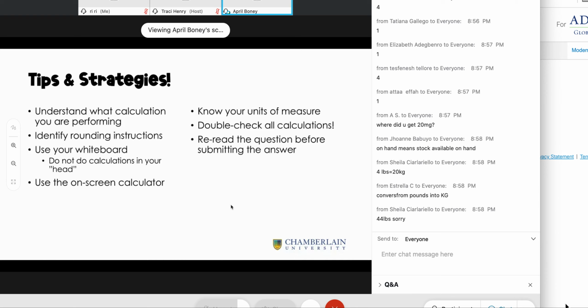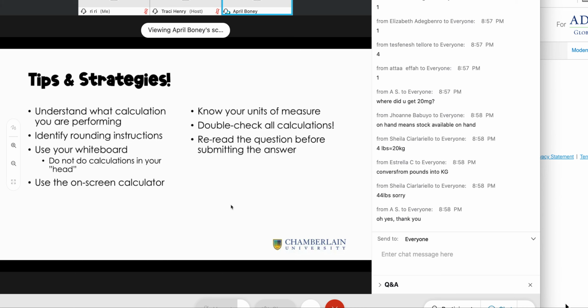So use your whiteboard. Use your on-screen calculator. Again, don't do it in your head. Use your calculator. You have to know your units of measure. You have to know how to convert, and you have to know those units of measure that I gave you on that list. Double check all your calculations, and then before you hit submit, reread that question and make sure that you answered the right question.